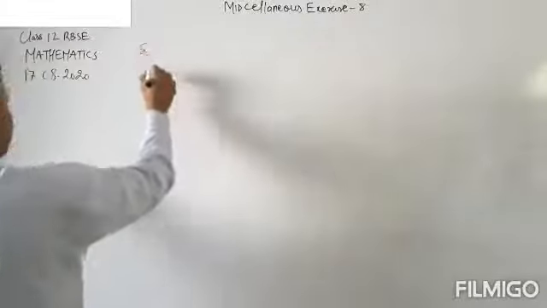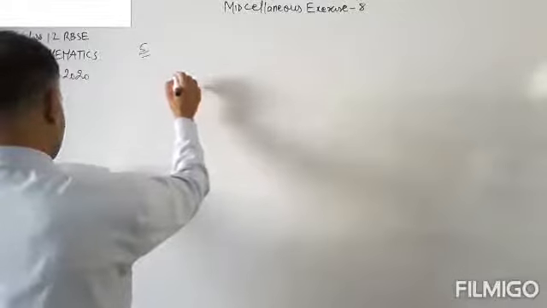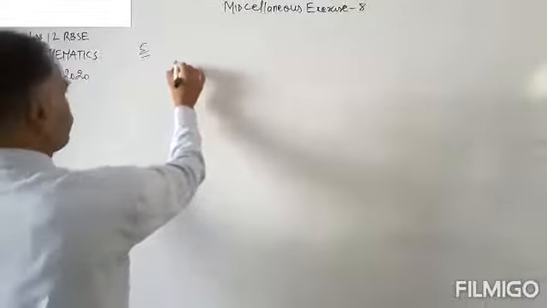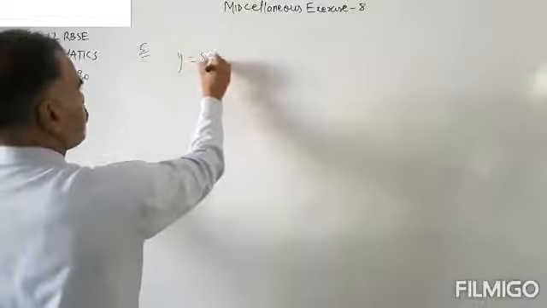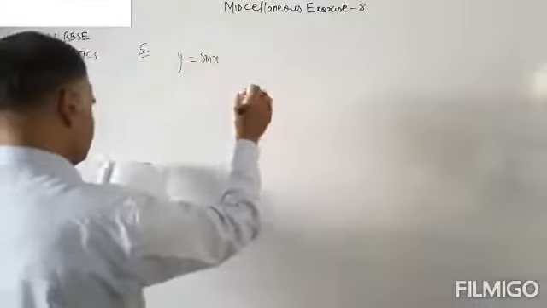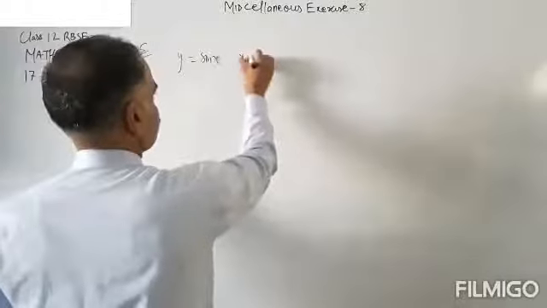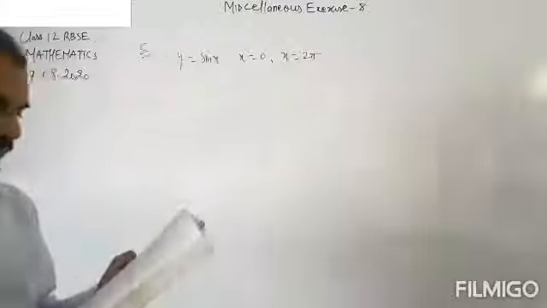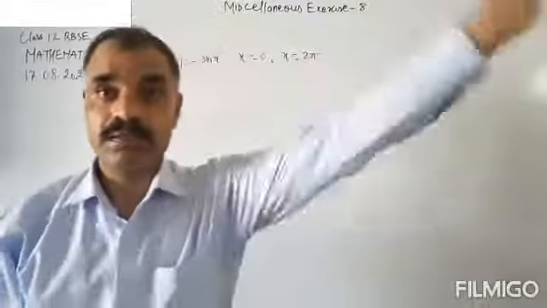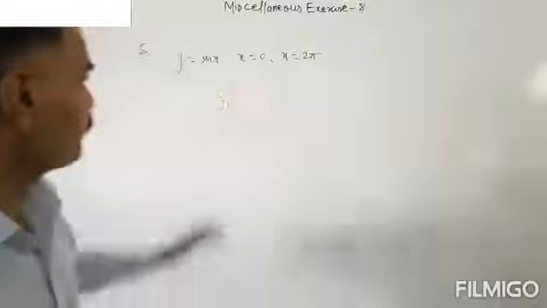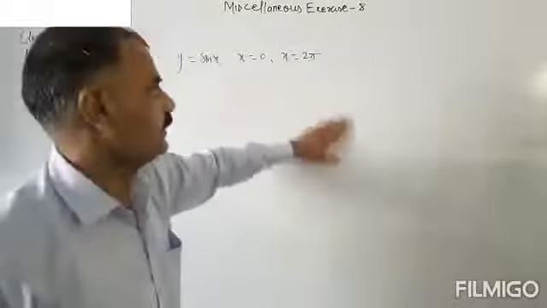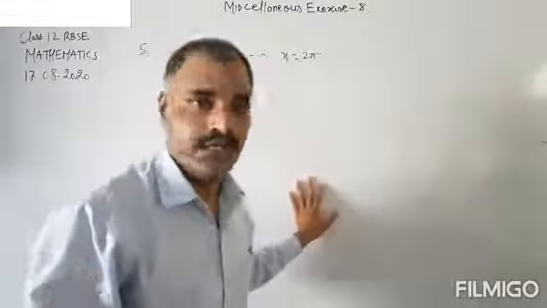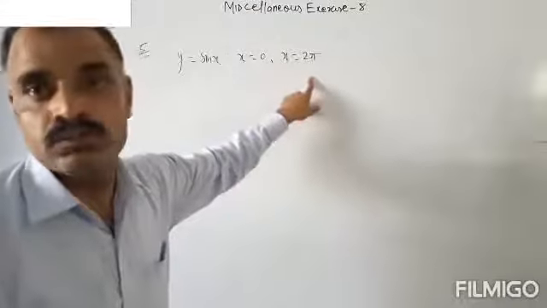Question number 5 is: find the area bounded by the curve y equals sin x between x equals 0 and x equals 2 pi. So we have to find the area bounded by the given curve y equals sin x, and we have to draw a rough sketch of sin x from 0 to 2 pi.